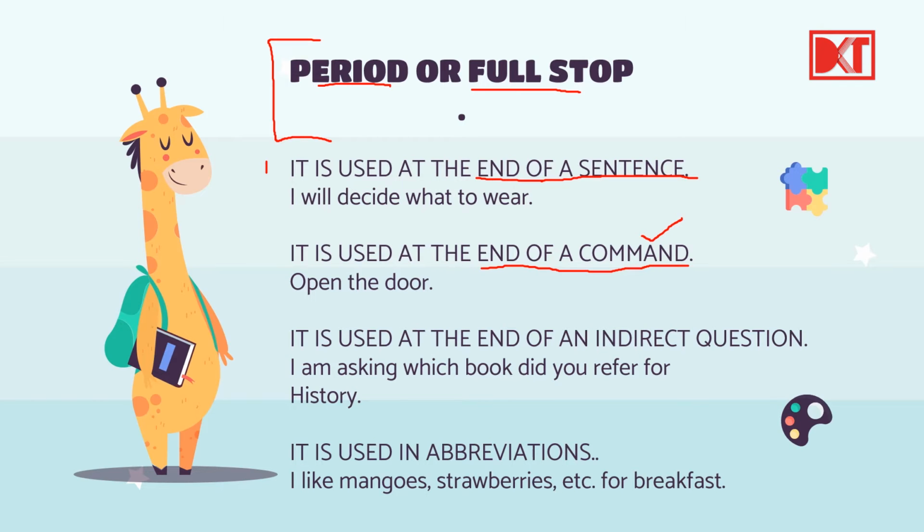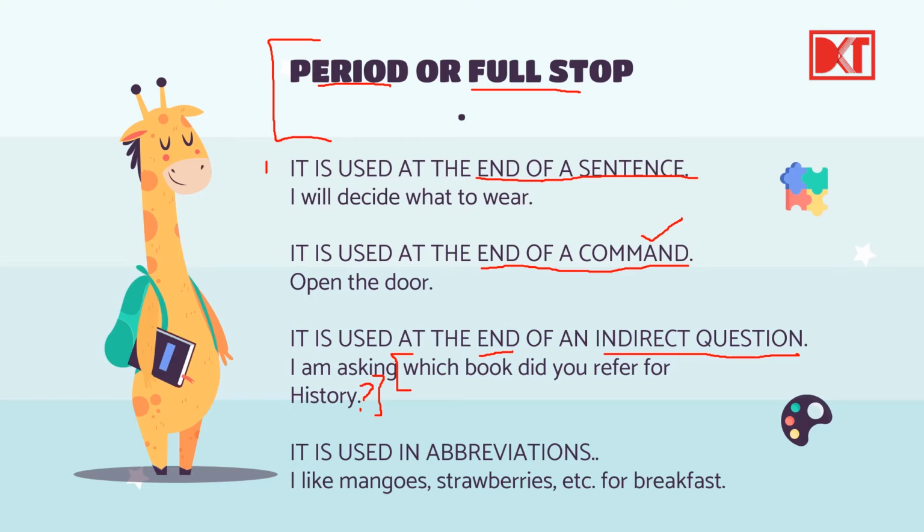Then it is used at the end of an indirect question. Now, a direct question is me asking you just this: which book did you refer for history? And for this we would have used a question mark. Alright, which book did you refer for history?